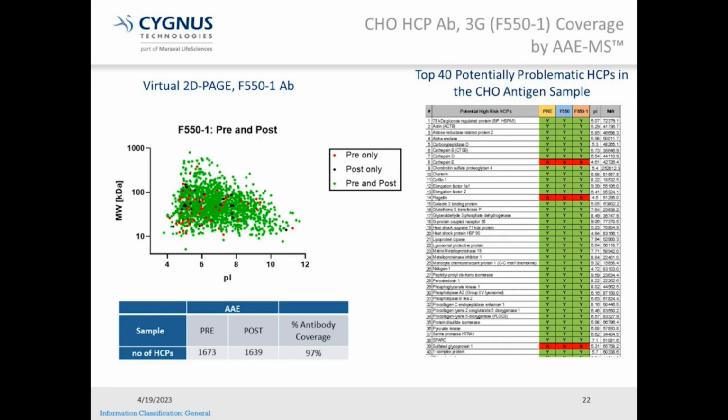Another important advantage of using AAE-MS for coverage analysis is that we can use product-expressing harvest material instead of null or mock transfected harvest. This is important for two reasons.